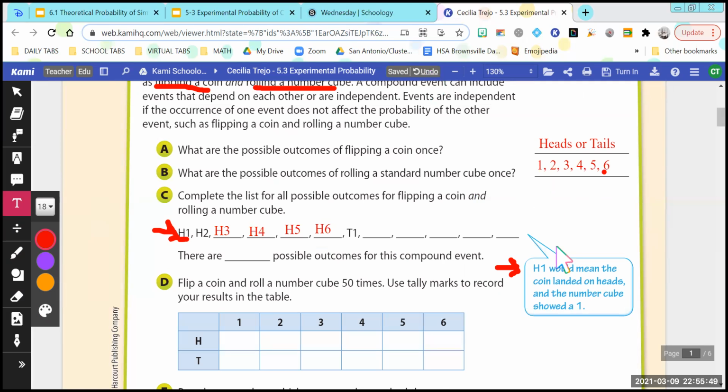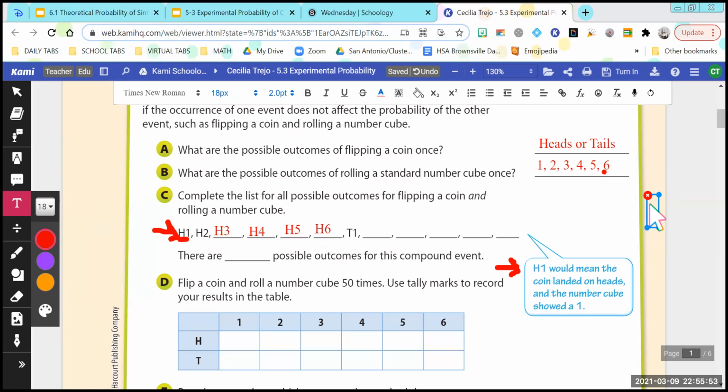Okay, I'll leave it like that. So we have two possible outcomes with a coin, right? Heads and tails. Well, for the heads, I've already found the possible outcomes for rolling a dice and flipping the coin with the heads. I'm missing the stuff with the tails, right?